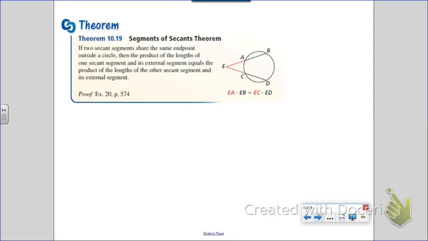If two secant segments share the same endpoint outside of the circle, then the product of the lengths of one and its external segment equals the product of the lengths of the other and its external segment.